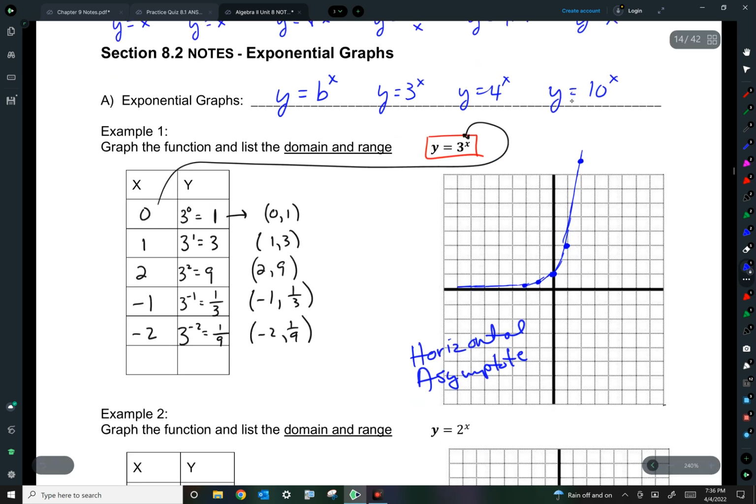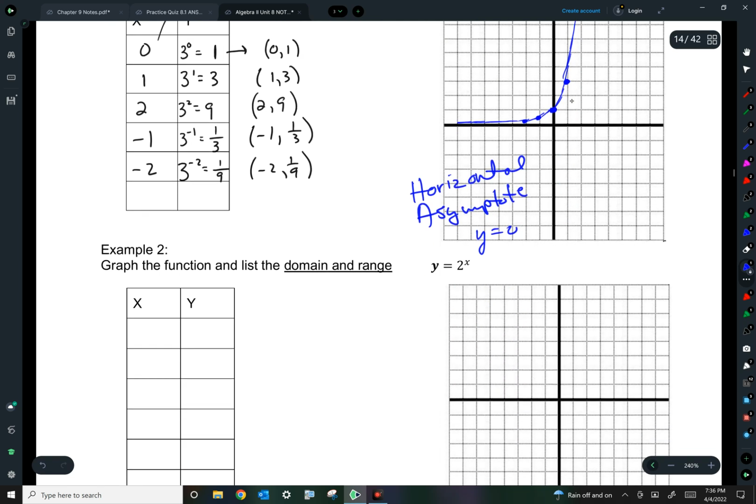So in this case, because it leveled off at the x-axis, right? Isn't the x-axis, wouldn't the equation be y equals 0? So the horizontal asymptote would be y equals 0. All right, so look at the next one here.